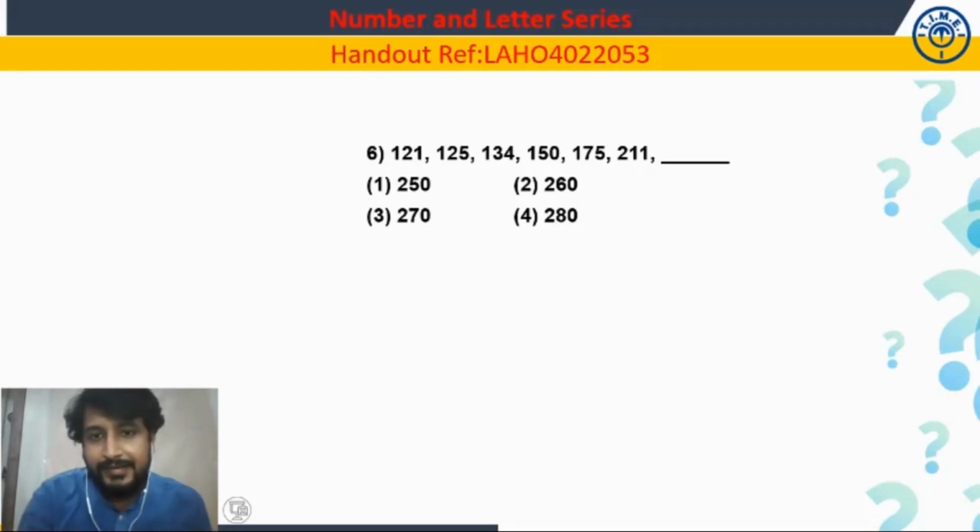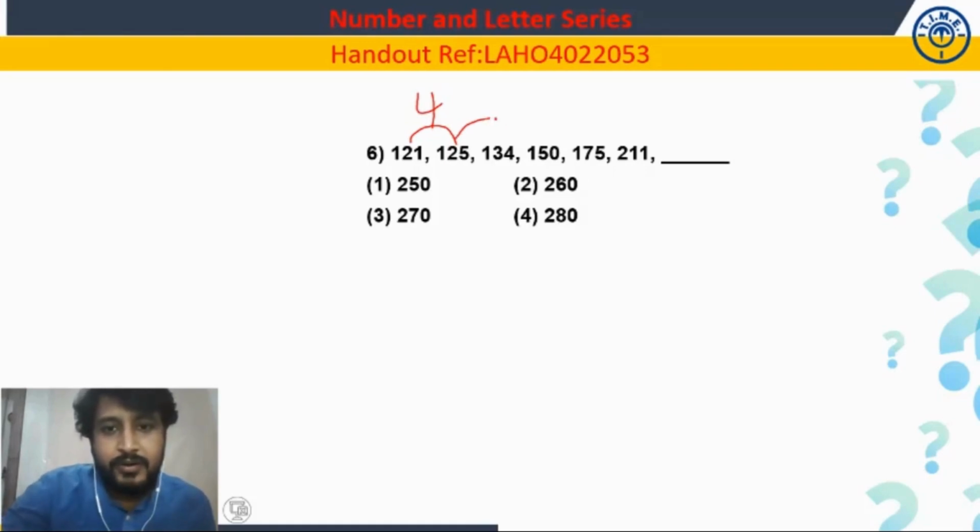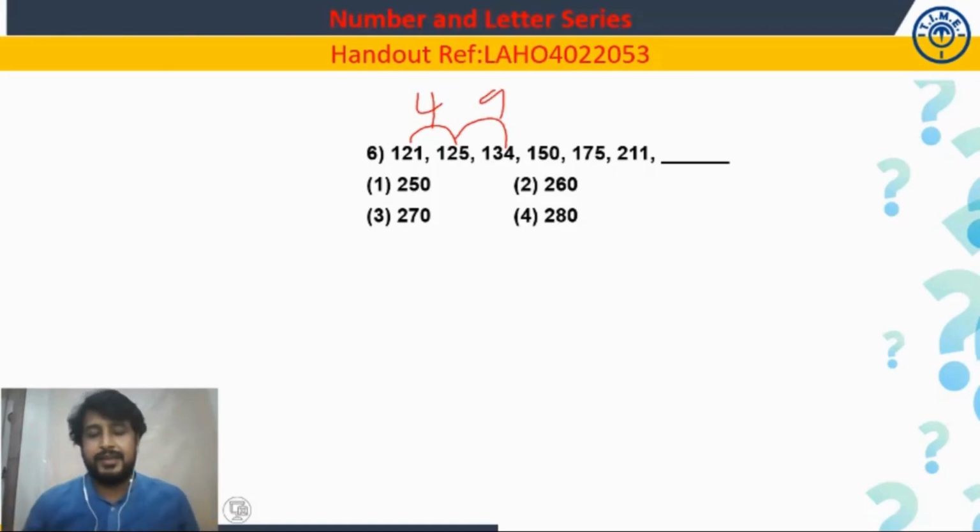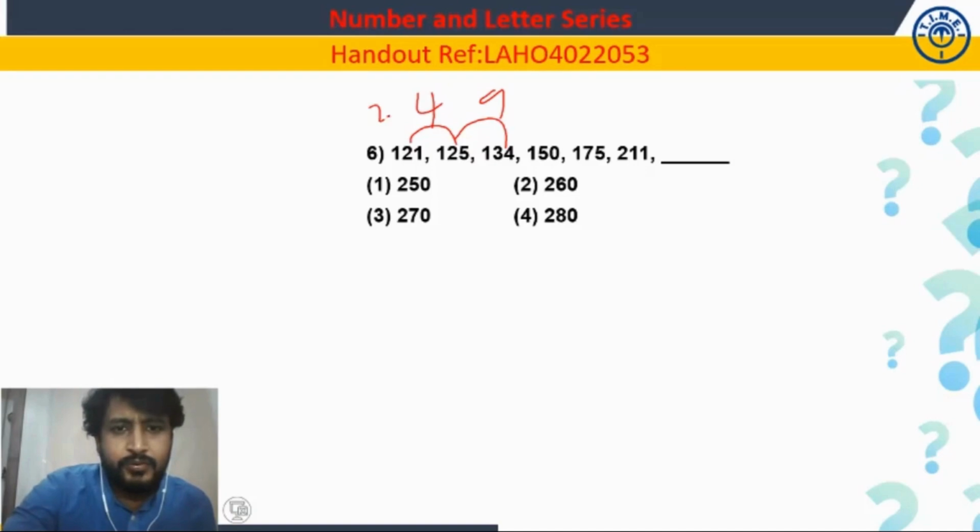Is the given series in an increasing pattern or a decreasing pattern? Increasing pattern. Increasing slowly or rapidly? Slowly. From one number to another there is a small jump. Increasing slowly, so which logic will we apply? Difference logic. Now check with the difference logic. 121, 125: how much is the difference? 4. Okay, fine. 125, 134: how much is the difference? 9. What are these numbers? 4, 9. 4 is what? 2 square. 9 is 3 square.